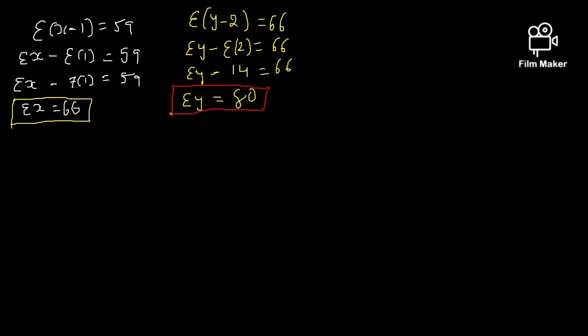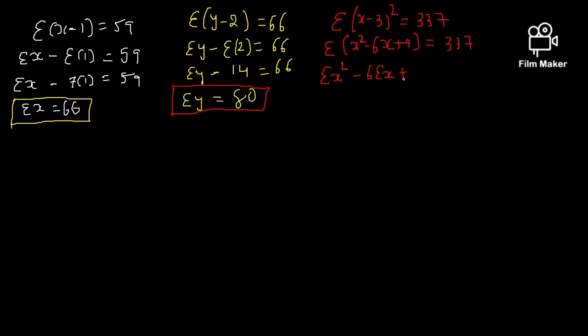Next, we'll open the third bracket, which is sigma (x minus 3) the whole square, and that answer is given as 337. Now we need to open the bracket, which is sigma of the first number square, which is x square, minus 6x plus 9, and that comes to 337. Now the sigma will be multiplied with all these internal variables, which is sigma x square minus 6 sigma x plus sigma 9, and that comes to 337.